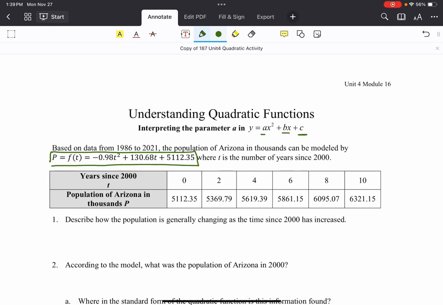If we take a quick look here, I'll notice I start at 5,112,000, and then it goes up to 5,369,000. And so each of these numbers is getting bigger. And so generally, the population is increasing. My graph is going up.